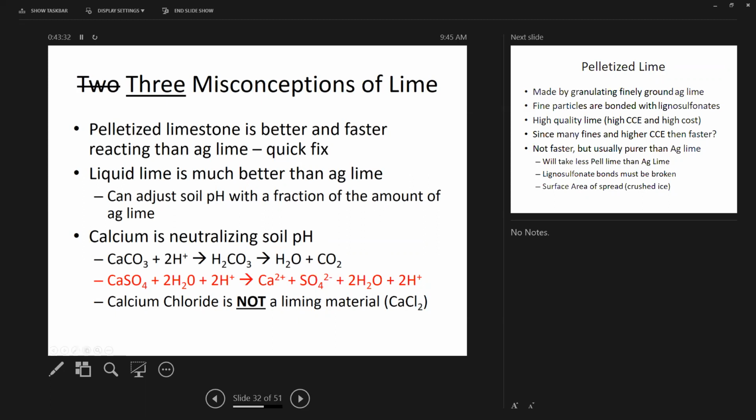It costs a lot more. It's easier to spread in certain situations, and you can use it in other situations where you might not be able to get ag lime in, but it is not better and faster than ag lime. Liquid lime is much better than ag lime. You can adjust the soil pH with a fraction of the amount of ag lime. So I'm going to spread 2 gallons of liquid calcium hydroxide and get the same effect as I do with 2 tons of ag lime. Not going to happen. And then this third misconception is calcium is what's neutralizing the soil pH.